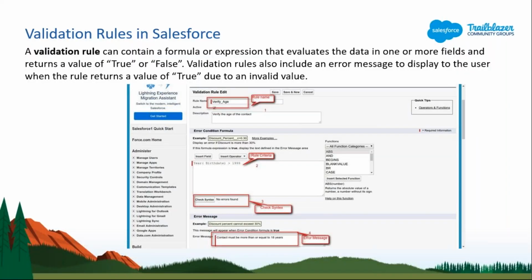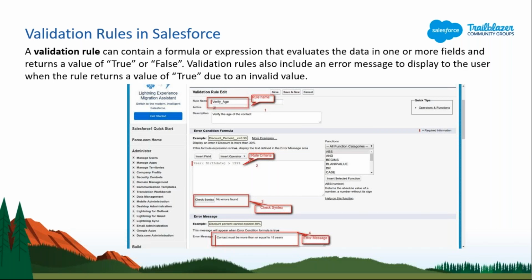So validation rule is useful when we are going to validate any data before inserting or before updating. If you want to give a validation on your email ID, the email ID should contain the at the rate symbol. Or if you want to be specific, it should not contain gmail.com or outlook.com. It should be from any company.